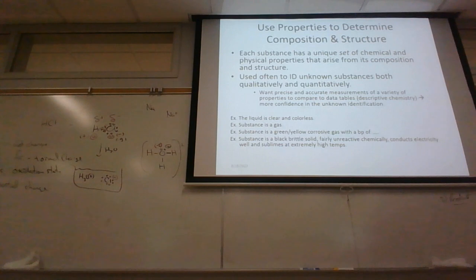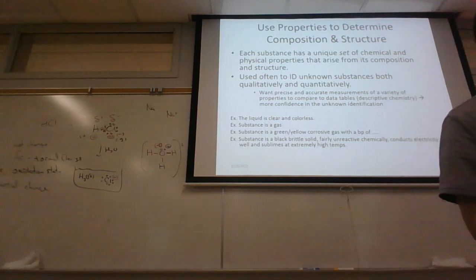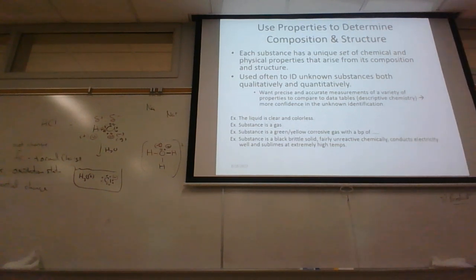Those types of things we can get. Or we can go from composition and structure to properties. And so we use this all the time. We use properties. For example, if I have a liquid here, and I look at it, and I'm really thirsty, would you drink this liquid? It's probably water. But how can you tell it's water?